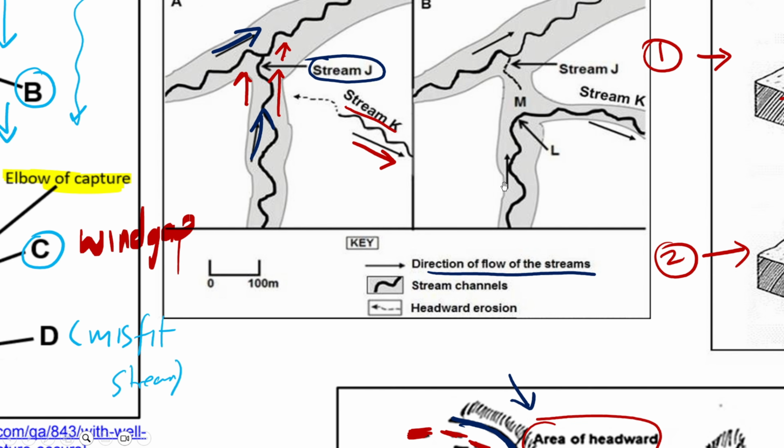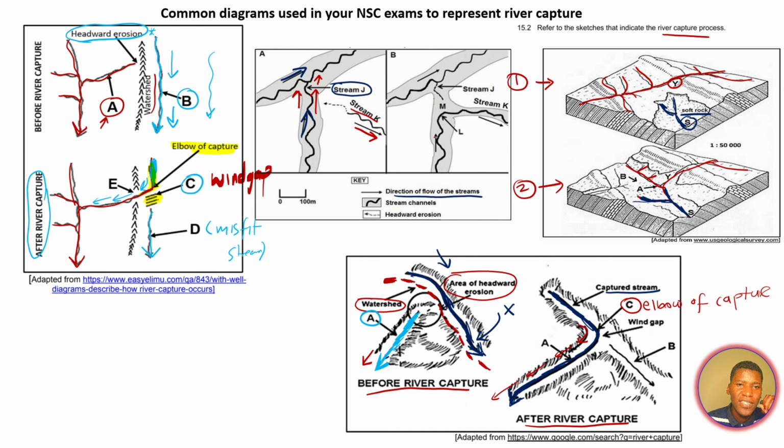And you can see after river capture in situation number 2, here this is stream J, it is now flowing towards stream K. Stream J immediately changes its direction and flows towards stream K.